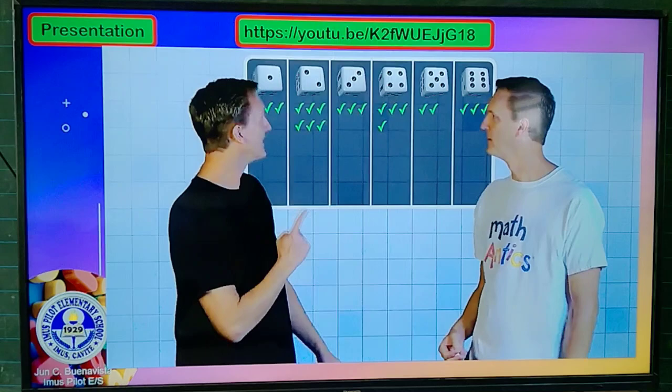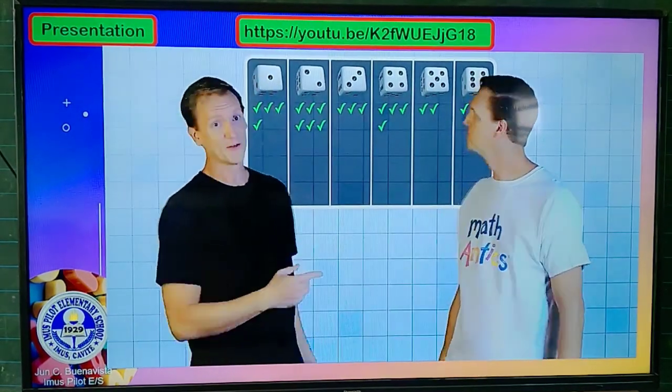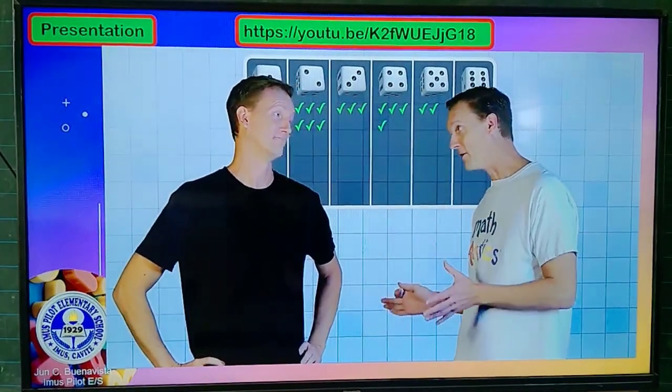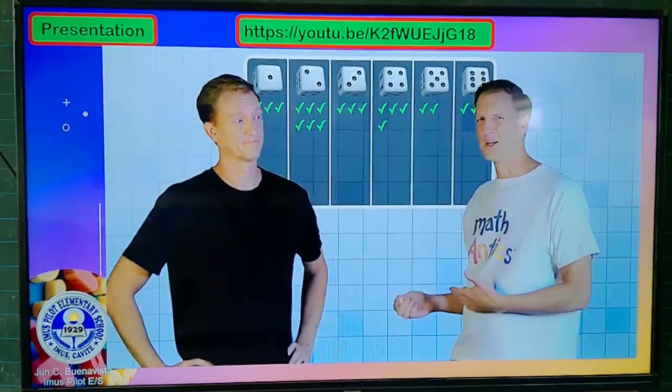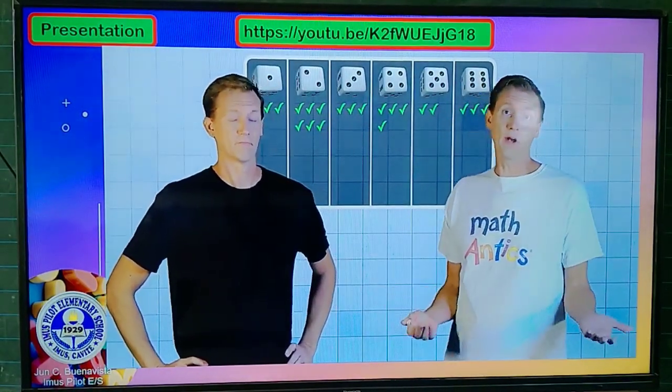Aha! You said that each number was going to come up just as often as the other numbers. But look, there's more 2s than there are 5s. How do you explain that? Well, remember, we're dealing with things that are random. They're unpredictable. We can't know exactly what will happen, just what will happen on average.